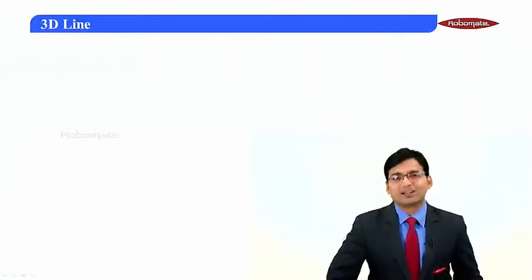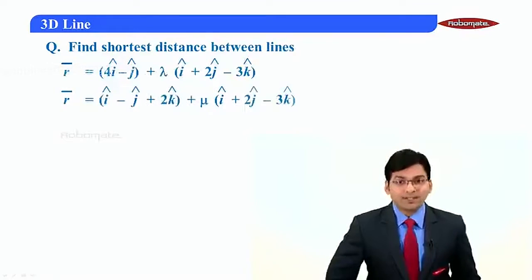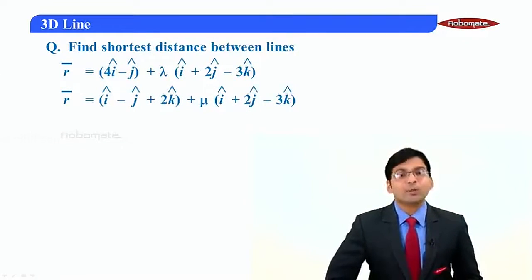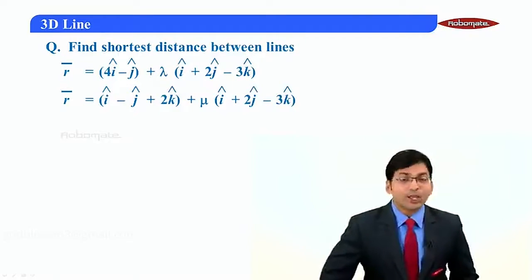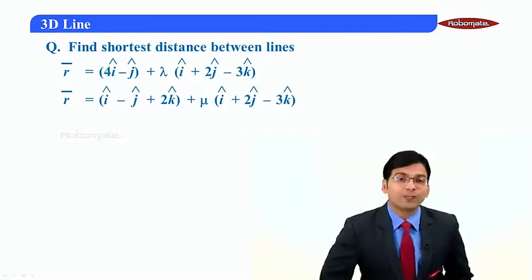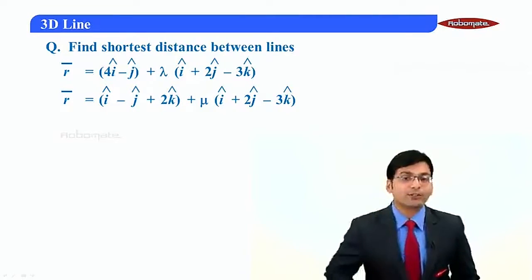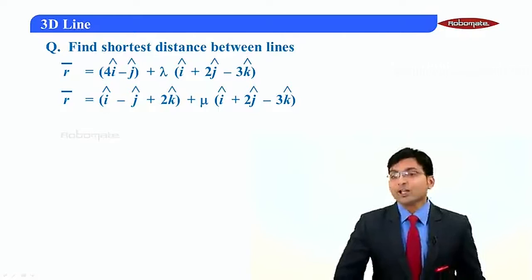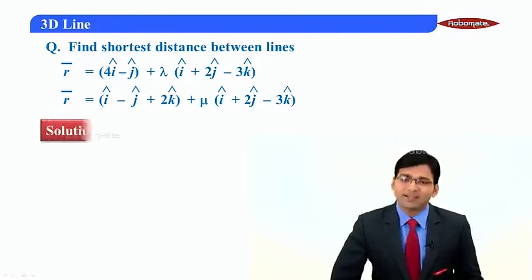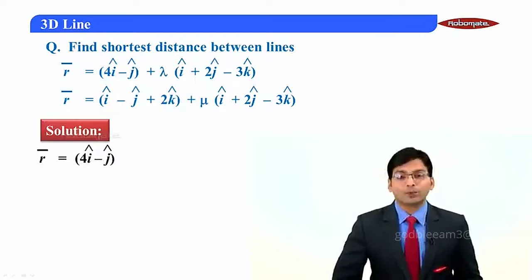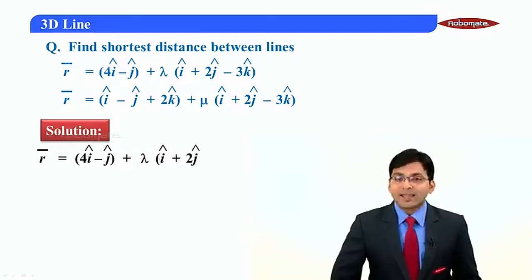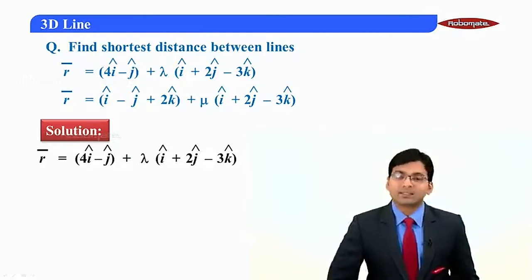Okay, let us start. The first question says find shortest distance between the lines, and these are the given lines. Alright students, if you look at them very carefully, these are vector equations of lines, right? And we need shortest distance. So let us start. In solution, we take the first line, r bar is equal to 4 i cap minus j cap plus lambda times i cap plus 2 j cap minus 3 k cap.